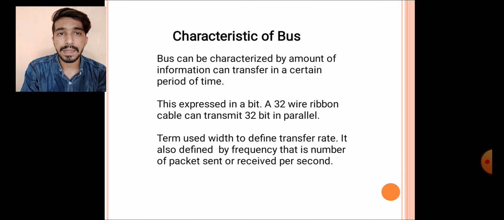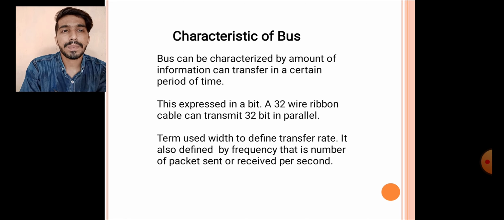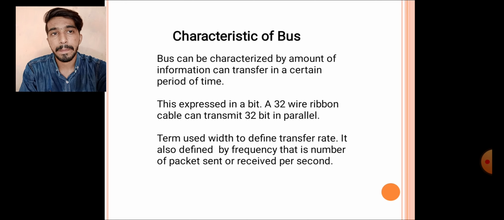Characteristics of a bus. A bus can be characterized by the amount of information it can transfer in a certain period of time. This is expressed in bits. A 32-wire ribbon cable can transmit 32 bits in parallel. The term width is used to define the transfer rate. It is also defined by frequency, that is, the number of packets sent or received per second.